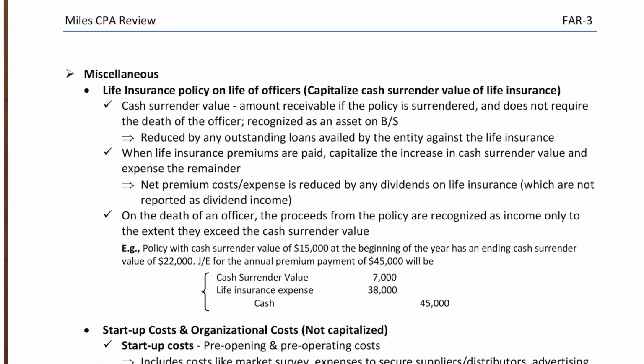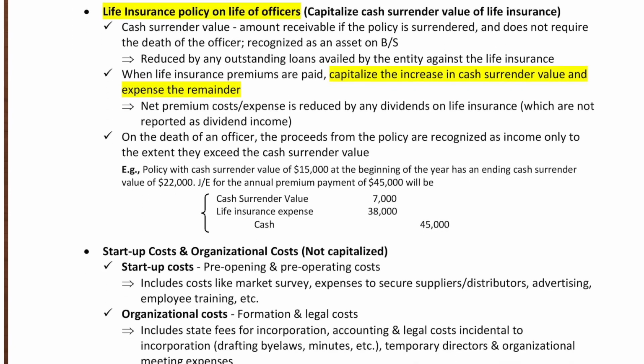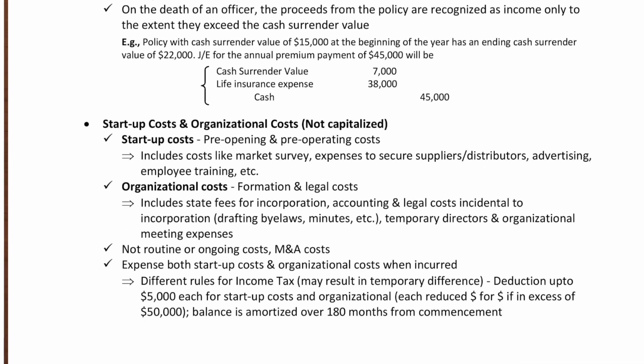We're looking at a few miscellaneous topics. Highlight life insurance policy on life of officers, and highlight capitalize the increase in cash surrender value and expense the remainder. Second sub-bullet there, highlight startup costs or organization costs. As we know, these are not capitalized. You simply expense. So write expense.